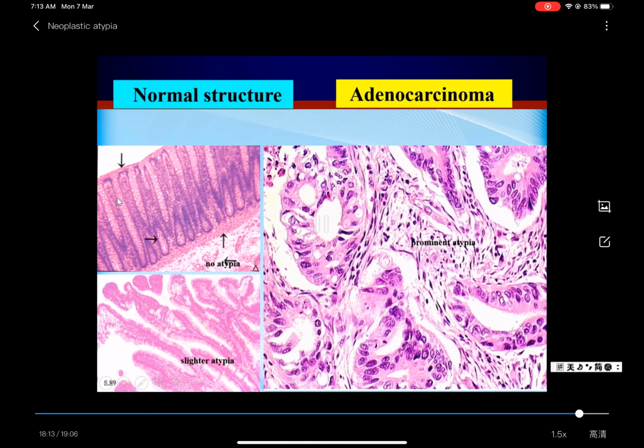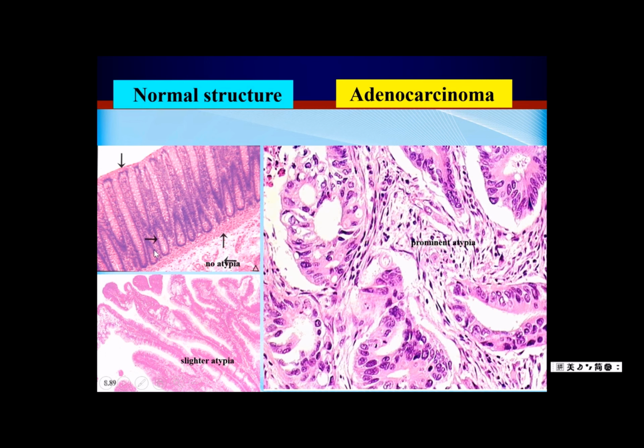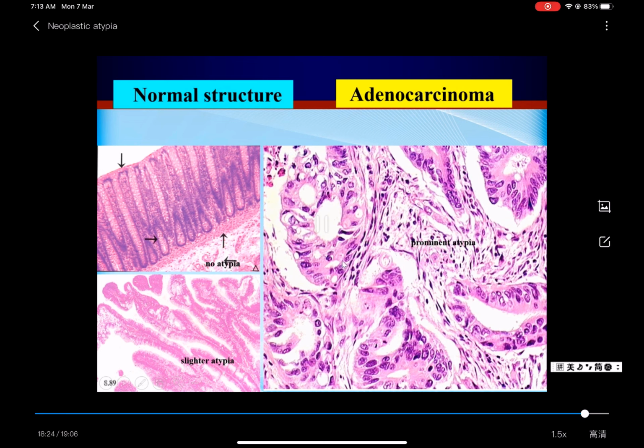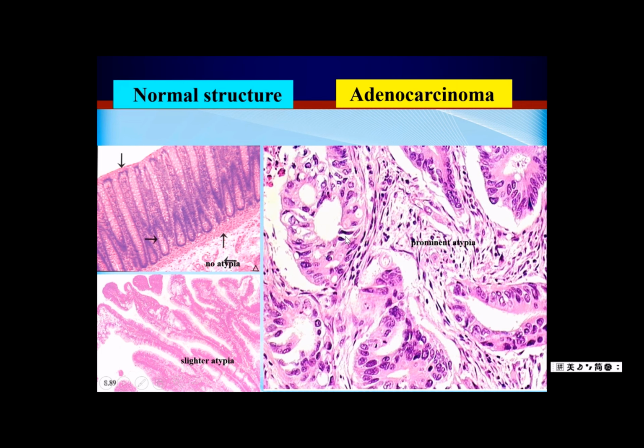Now let's see this slide. This is the normal. This side is normal. One layer cell, one lumen. Here, many layers. So this structure is abnormal, different from the normal. And the lumen is irregular. So this is the normal, this is the tumor. Now let's see this slide. This is a normal structure for the colon. And this is the adenoma, shows slight atypia. This is the adenocarcinoma. We can find the prominent atypia. Many layers. The lumen is irregular, or many lumens.